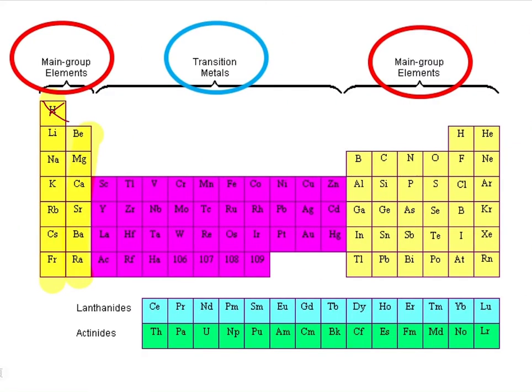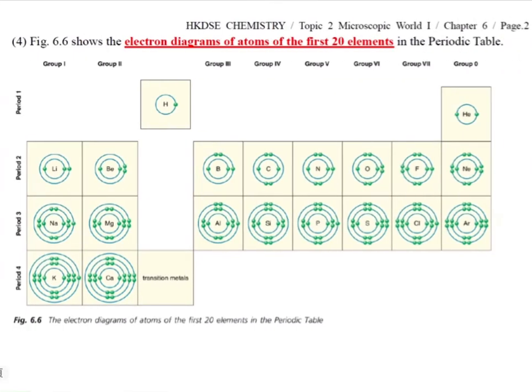So in between, we have the transition metals that I just mentioned. We will talk about that in Form 5. And then we have many main group elements. The yellow ones are the main group elements. So how can we arrange different elements inside the periodic table? It is according to the electron arrangement. All right? They are arranged by the electronic arrangement.